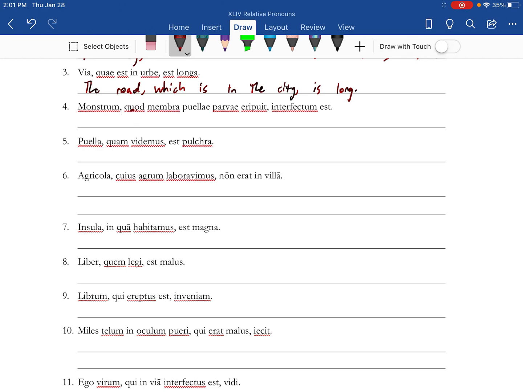Now, this quod here, we've seen it as because, but now it's going to be used as a relative pronoun. The monster, which, and it's something you will get to recognize with practice, which ripped off the limbs of the small girl, was killed.